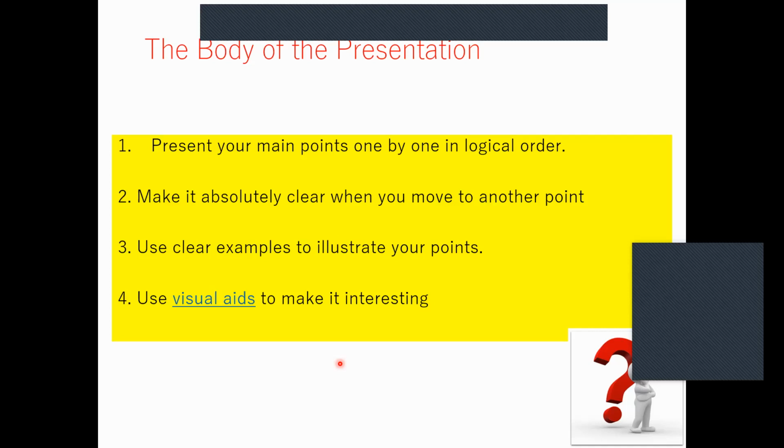Number four, use visual aids to make it interesting. You cannot make it more interesting without using PowerPoint nowadays. So absolutely you have to use it. No doubt about it.